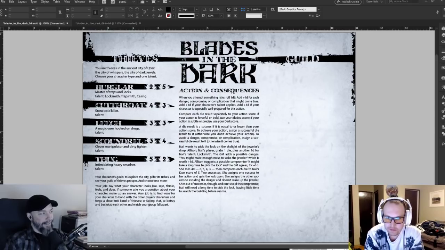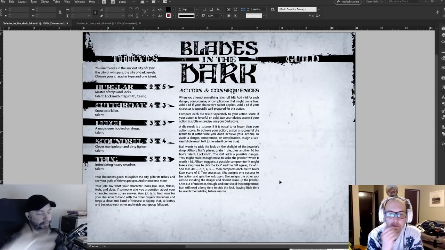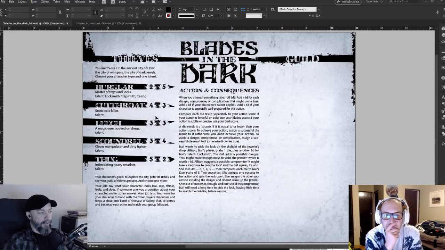And then the system here, which I think maybe is clear on the next page, or the next sheet, or next file, I should say. This is just a single page, but you choose your sort of thief type: burglar, cutthroat, leech is already here, scoundrel and thug. Then the first number is your blades number, and the second is your dark number. Ooh. And you roll, and when you do a bladesy thing, you roll under your blades number. When you do a dark thing, you roll under your dark number.